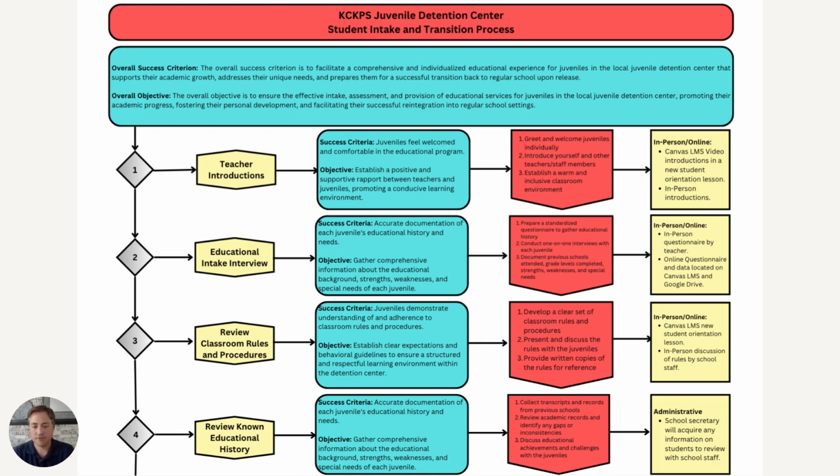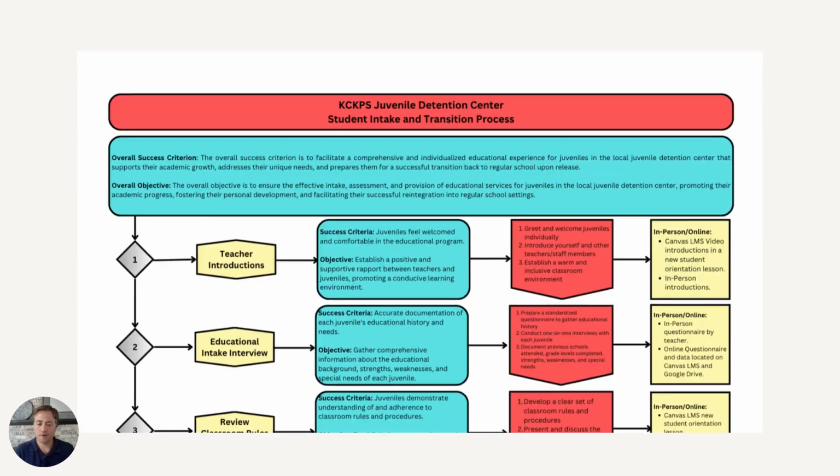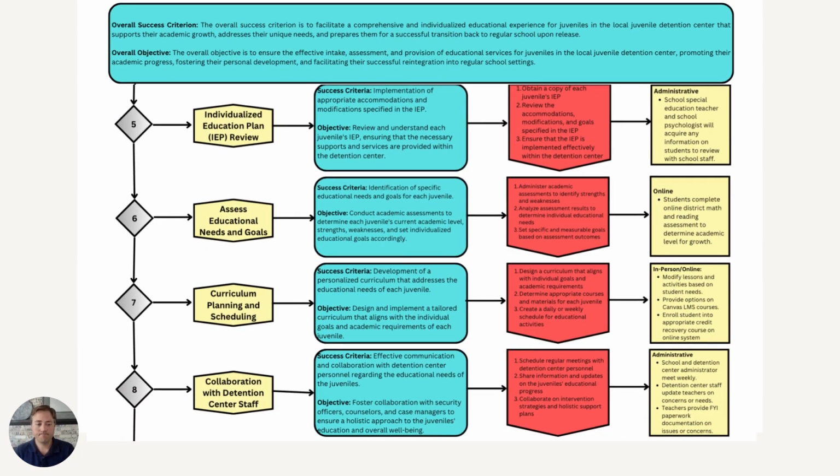For example, in person or online. Is this happening in person or online? So, teacher introductions, we do have an online system where those are pre recorded, but we also do it in person. Again, for step four, for example, on the very right, it says administrative. School secretary will acquire any information on students to review with school staff. So, just specific notes that go along with each step.